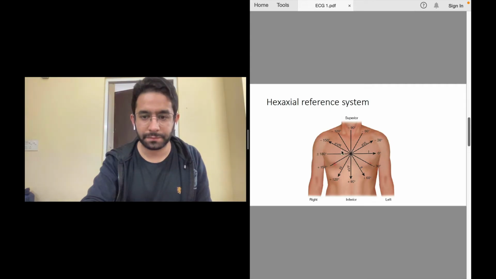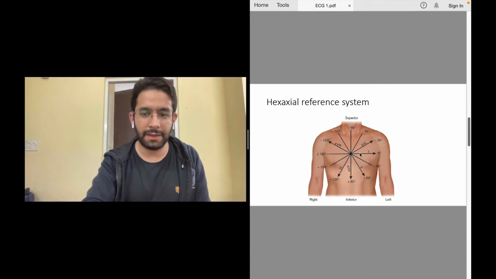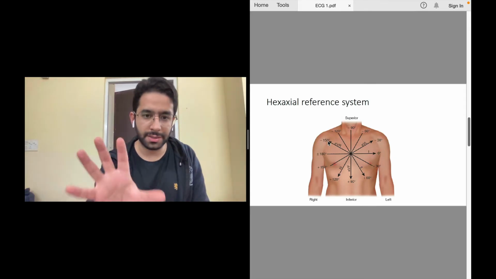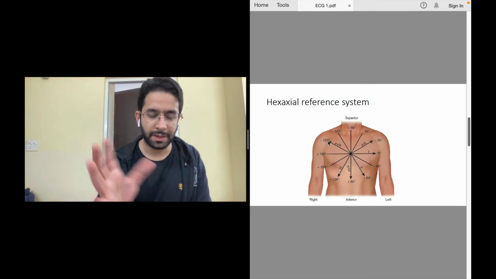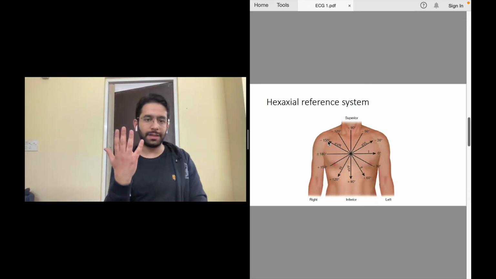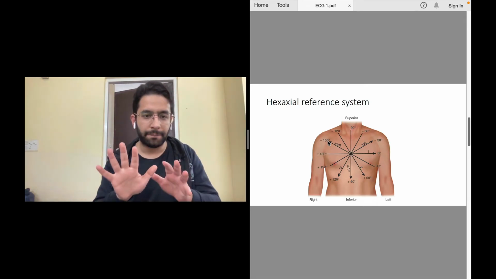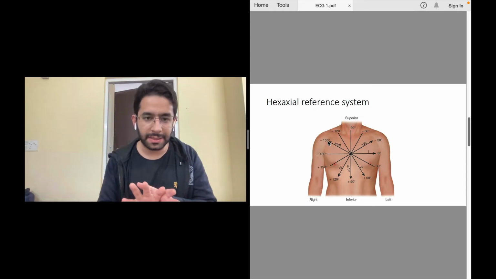So remember, lead 1 points in the direction, this 0 degree. Okay, lead 2 to the plus 60 degree, AVF to plus 90 degree, lead 3 to plus 120 degree, lead AVL to minus 30 degree, lead AVR to minus 150 degree. So this hexaxial reference system, this orientation of these limb leads in the frontal plane will help you to remember in which direction the different leads are positioned.